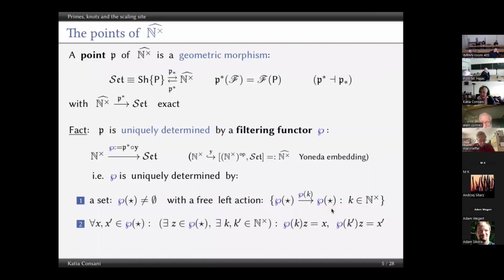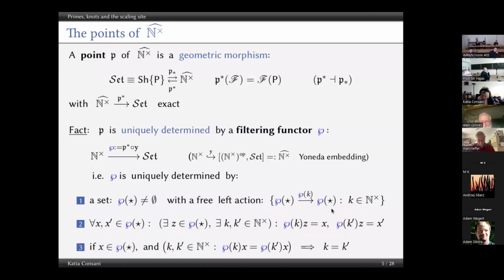And here is a second important property of being filtering. For any two elements in the set that we have at hand, there exists a further element in the set, and two natural numbers, so that you can link x and x prime in terms of this functor applied at k and k prime.